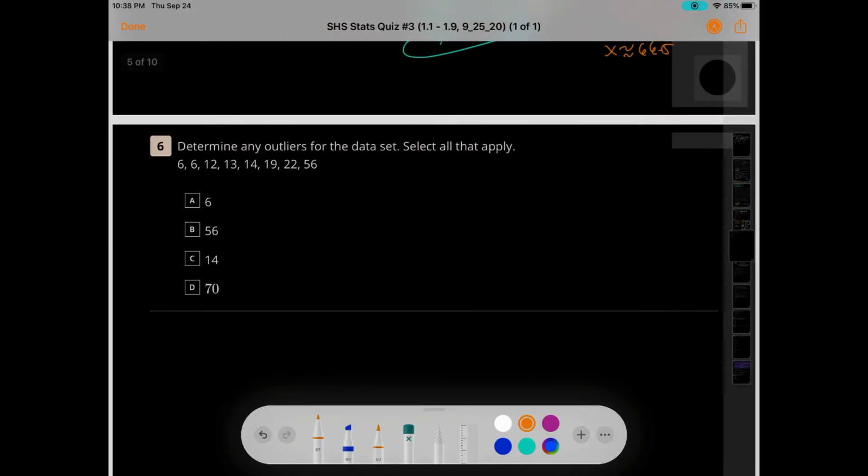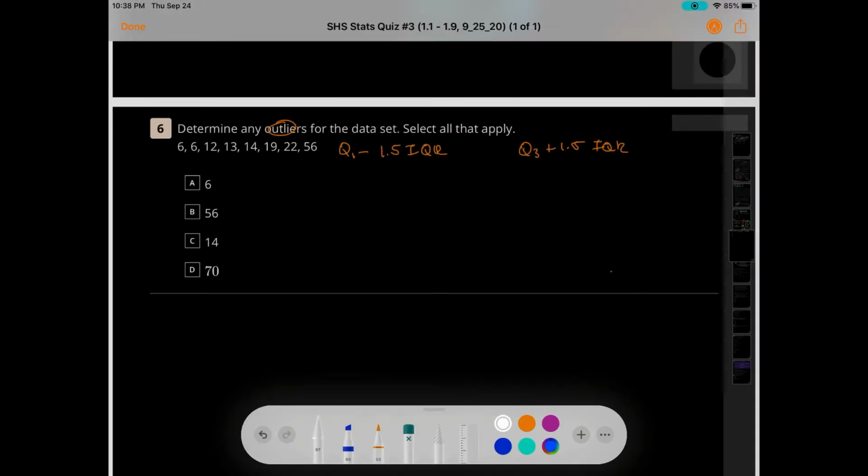Alright, question number 6. Determine any outliers for the data. Select all that apply. For outliers, I just need the formula of 1.5 times the IQR. And I want to go below quartile 1, and I want to go above the quartile 3. So I'm going to put those in order.